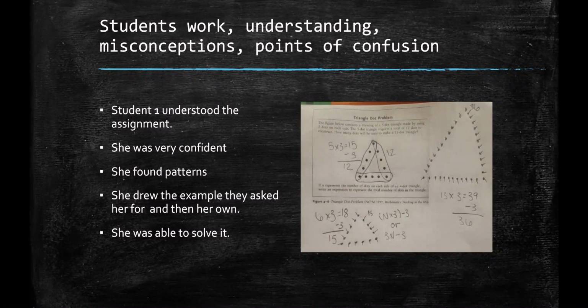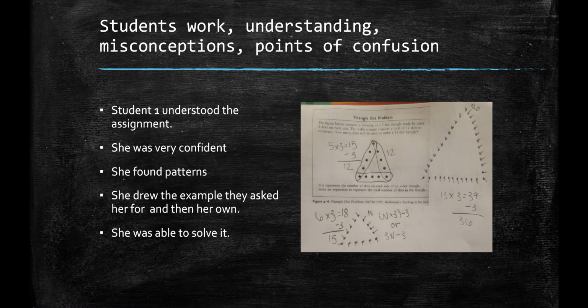So, students' work, understanding, misconceptions, points of confusion. Student one really seemed to understand the assignment. She did read the problem. I made her repeat it to me. And I noticed she showed me student thinking because she did underline certain phrases in the problem to figure out what she had to solve. She showed a lot of understanding by doing that.